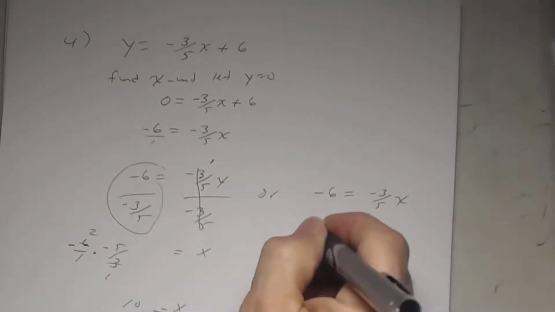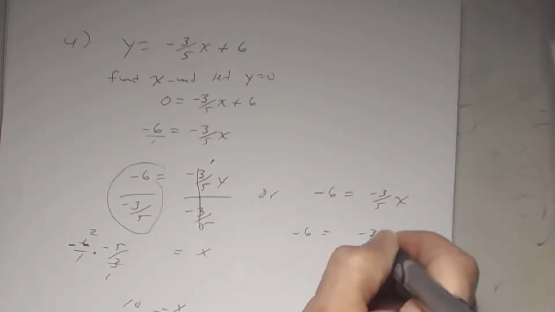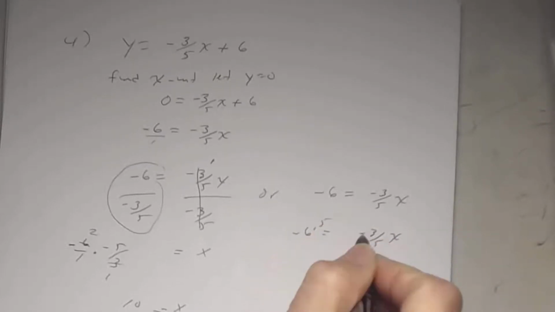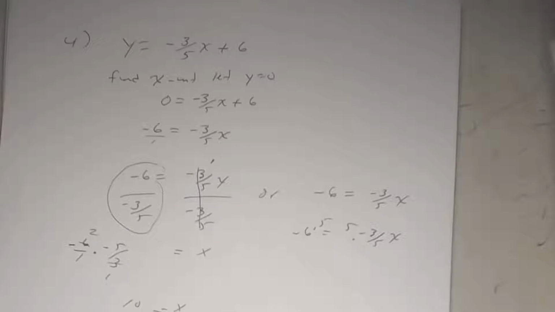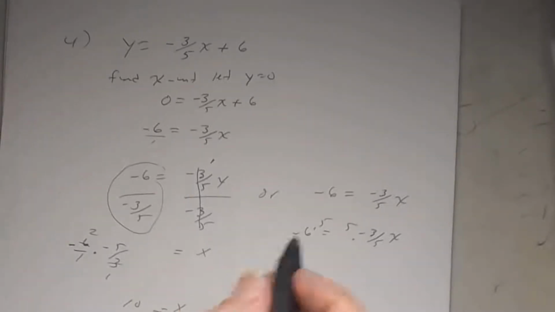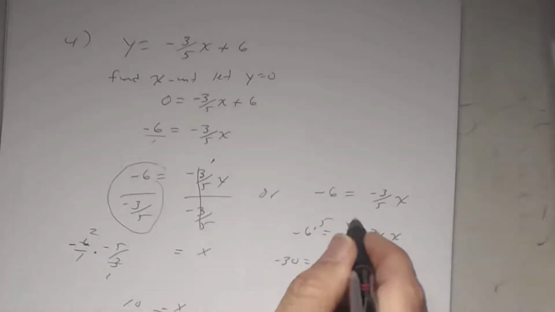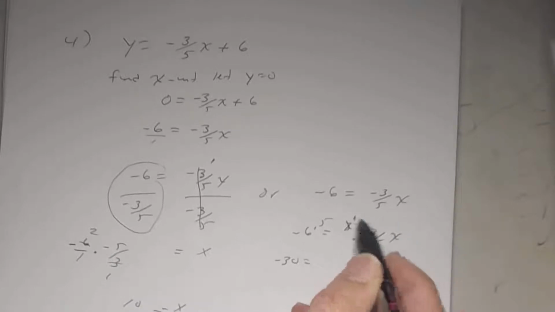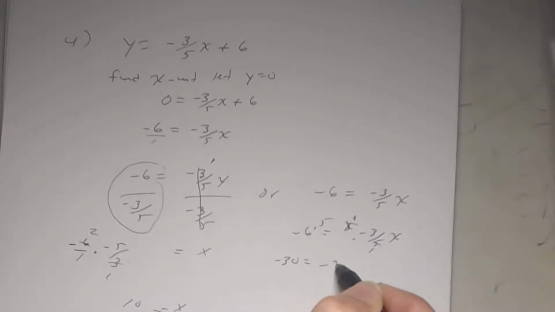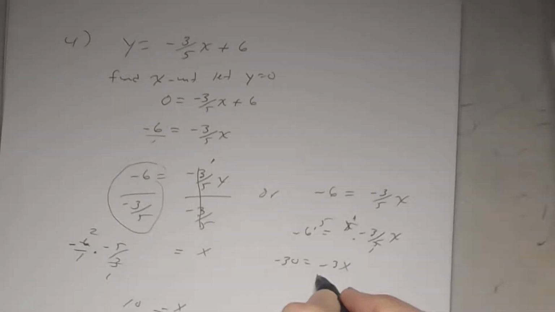So this is what you said. You said times 5, times 5, just like that, right? And what's negative 6 times 5? Negative 30. Now over here, the 5s reduce. What's left over here? Negative 3x. And then how do you get x by itself? Divide by negative 3. And you still get what? Positive 10. So x is 10.